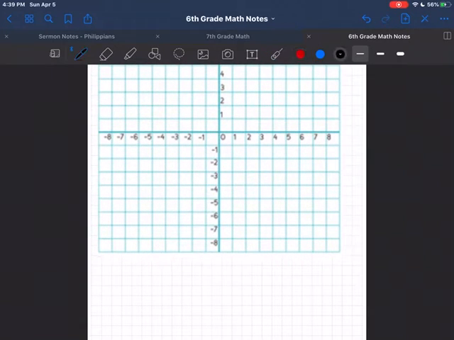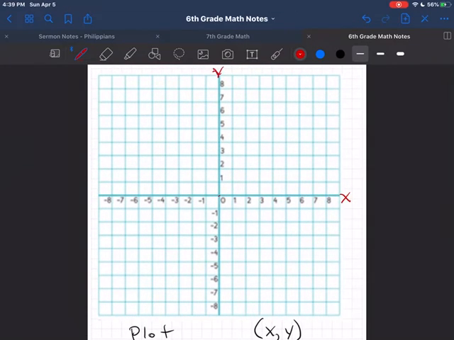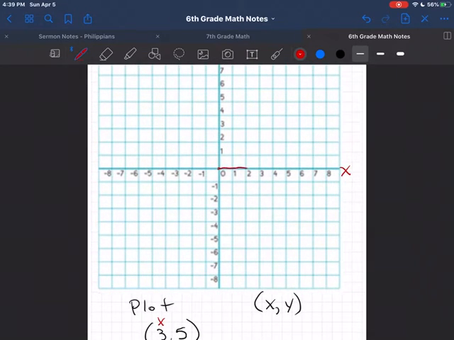So let's plot some points. Remember x comma y. Let's plot the point 3, 5. Both my numbers are positive. So what we're going to do is go to the right 3 because this is my x, so x is here. Y values are here. So we're going to go right 3 places.